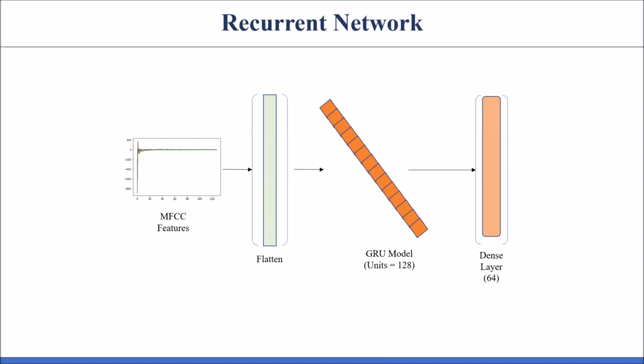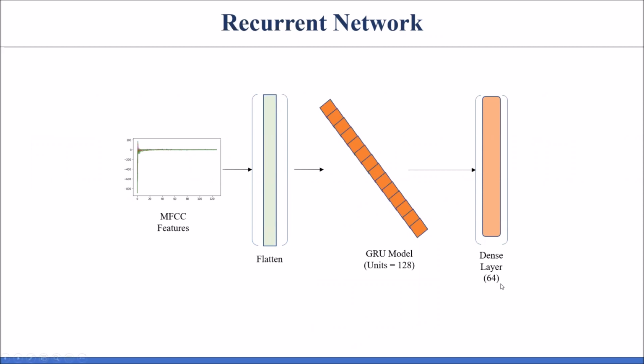In the recurrent stream, we first generate the MFCC features from the raw data, and these features are then flattened and passed through a GRU model. We tried other RNN models such as LSTM and transformers in place of GRU, but we got the best result using the GRU model. The features generated from the GRU model are then passed to a dense layer of 64 length.